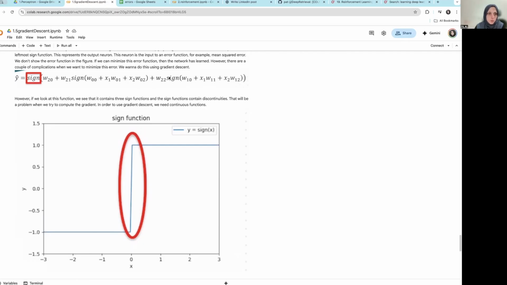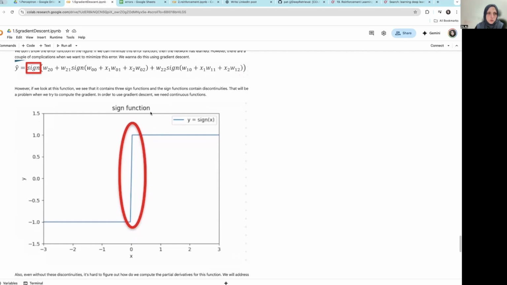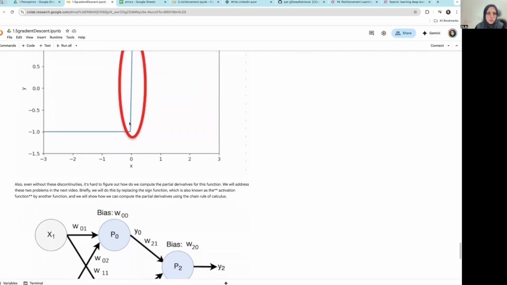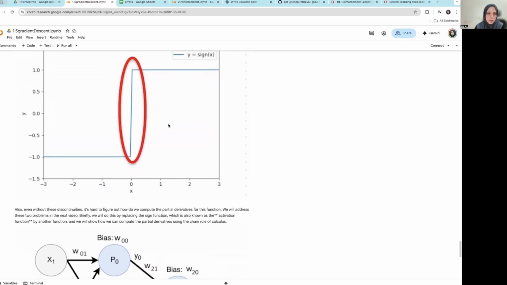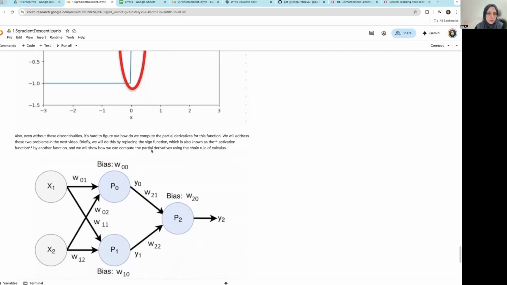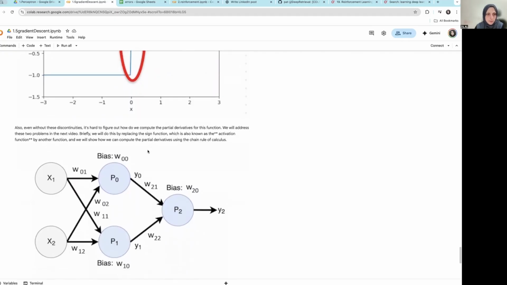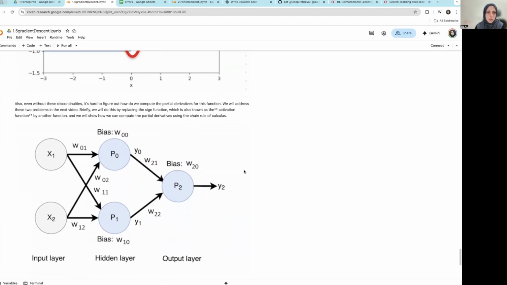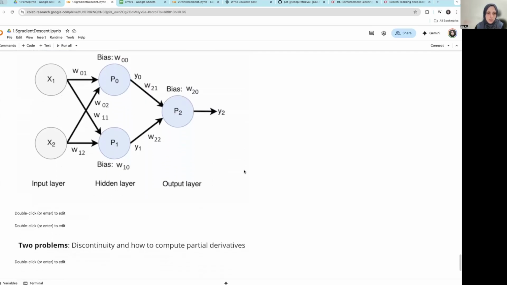That will be a problem when we try to compute the gradient. In order to use gradient descent, we need continuous functions. As you can see here, this is not continuous. Also, even without these discontinuities, it's hard to figure out how to compute the partial derivatives for this function. We will address these 2 problems in the next video. Briefly, we will do this by replacing the sine function, which is also known as the activation function, by another function, and we will show how we can compute the partial derivatives using the chain rule of calculus. Thank you.